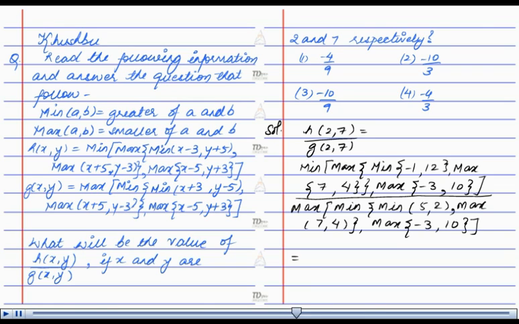That will be equal to minimum of (minus 1, 12, that will be the greater of minus 1 or 12, which is 12), maximum of (7, 4, that will be the smaller of 7 or 4, which is 4), maximum of (minus 3, 10).